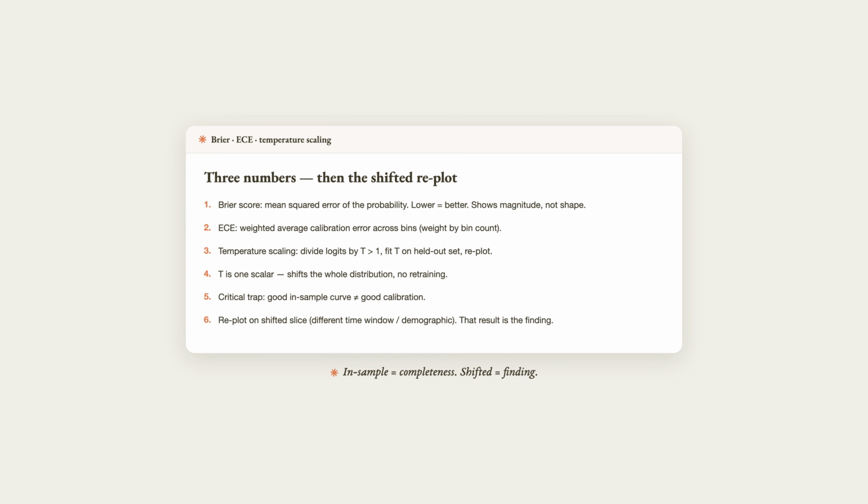The critical trap: a good in-sample calibration curve is not evidence of good calibration. Replot on a shifted slice, a different time window, a different demographic, a subgroup the training set underrepresented. Report what moved. The in-sample result goes in the report for completeness. The shifted distribution result is the finding.